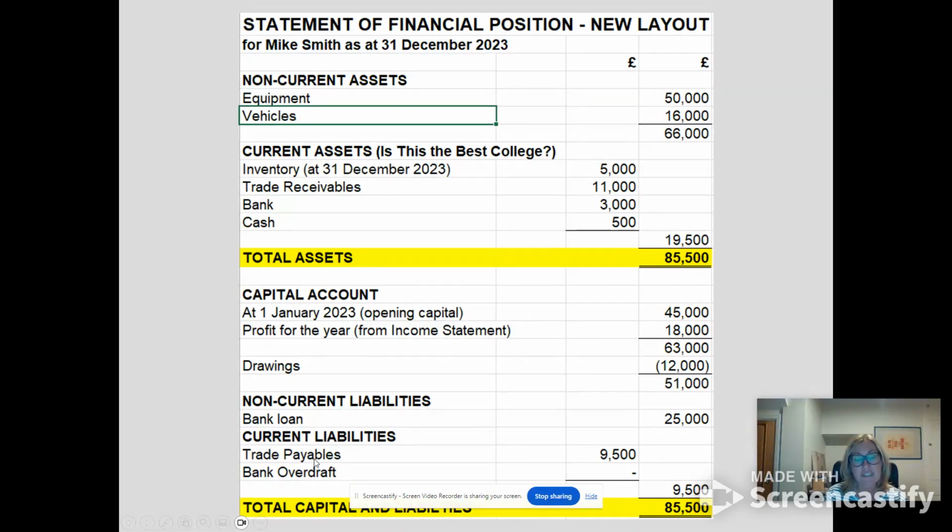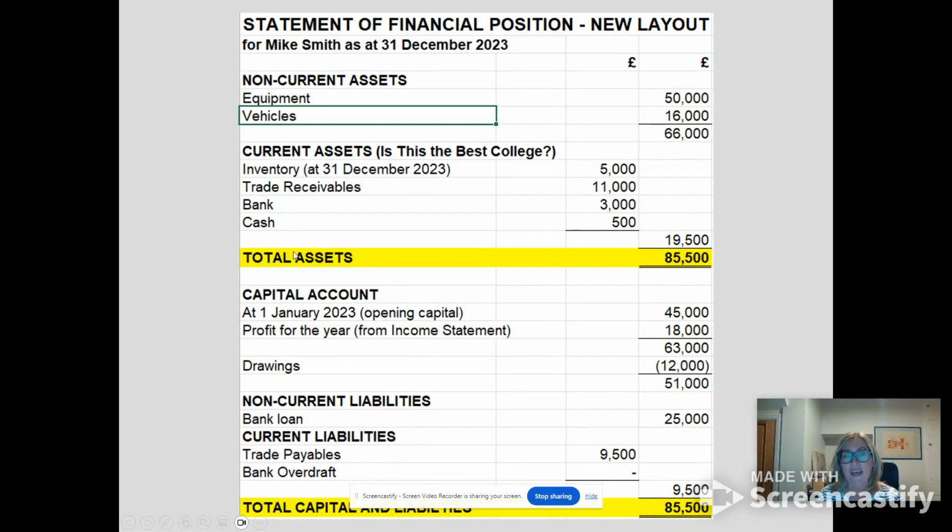And current liabilities, the most common things we find down here are trade payables and a bank overdraft. Well, he hasn't got an overdraft, he's got money in the bank up here under current assets. So we're just adding in these trade payables, and when we add those three things together, the 51,000, the 25,000 and the 9,500, his total capital and liabilities amount to 85,500, which is the same as the total assets figure.